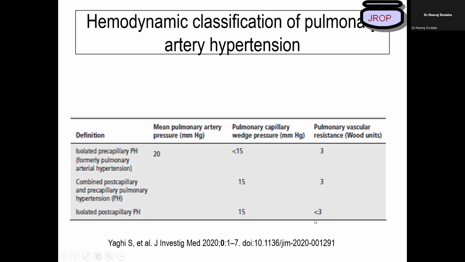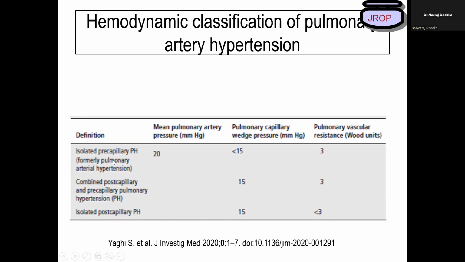Then we have pulmonary vascular resistance less than 3 Wood's units. So you may find a patient where mean pulmonary artery pressure is 25, pulmonary capillary wedge pressure is more than 15 millimeters of mercury, and Wood's unit is less than 3. And this is a classification which shows that the patient belongs to post-capillary pulmonary artery hypertension.